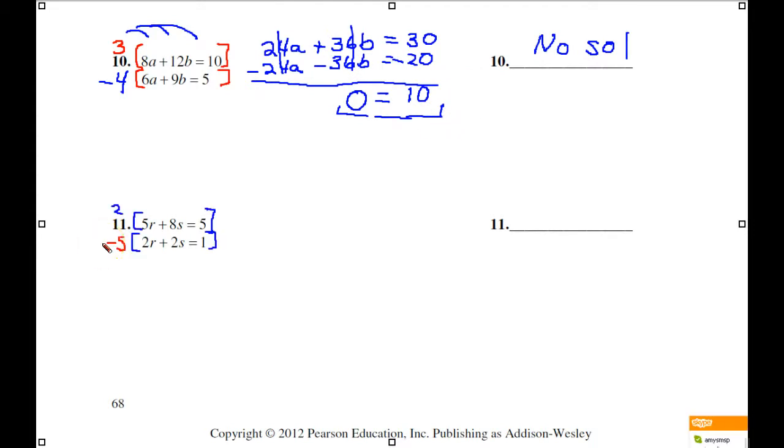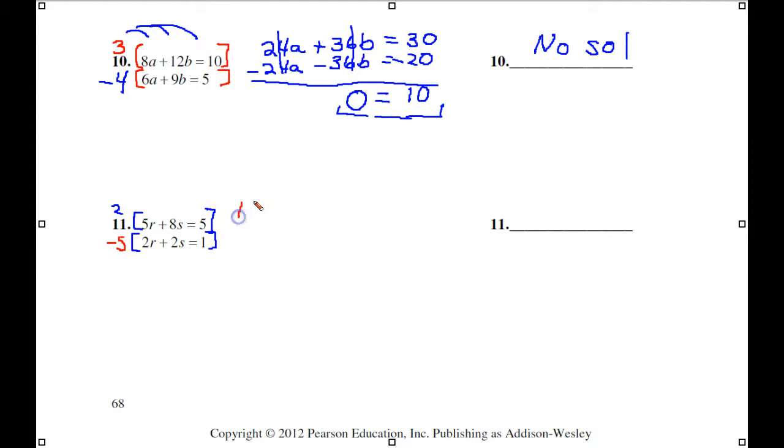Now I'll let you see some of the thinking here for number 11. Here we see it's in standard form. Nothing's going to cancel out. But if I multiply my 5r by 2, that'll make it a 10r. If I multiply the 2r by a negative 5, that'll make it a negative 10r. So let's do that one.